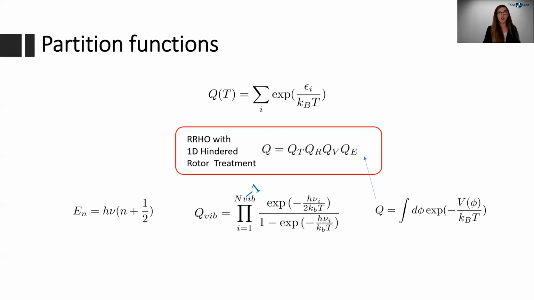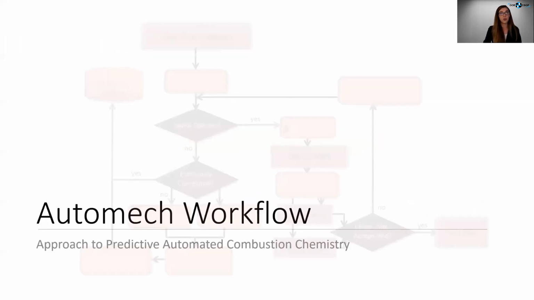This was hundreds of computations for every reaction. And once we move on to combustion systems, for even a simple fuel, we'll have hundreds of species and thousands of reactions between those species. So it's just not feasible to treat them with this amount of care manually. And that's what motivated the group at Argonne to work on Automech.